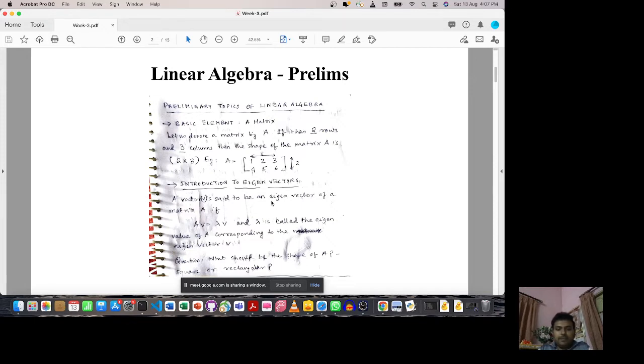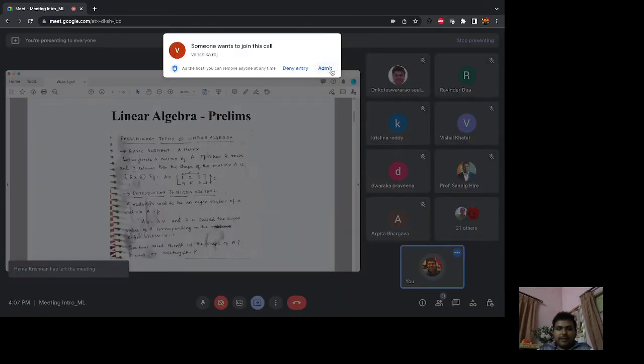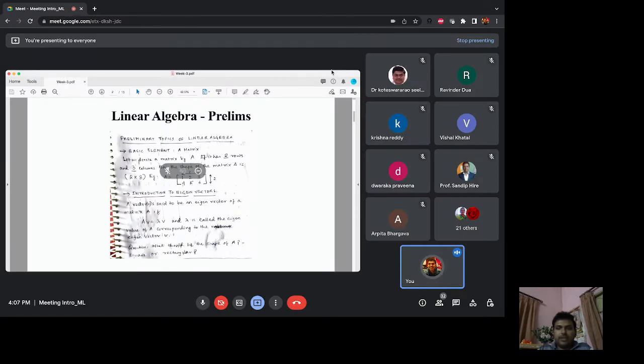So a very simple question: suppose I have an eigenvector V with an eigenvalue of lambda, then what should be the shape of A? Can it be a 2 cross 3 matrix? Can somebody unmute and say? Could you come again, please? Yeah, let's say I have a matrix A which is 2 cross 3. Can that matrix have an eigenvector?